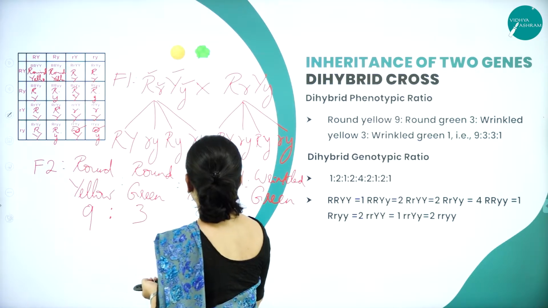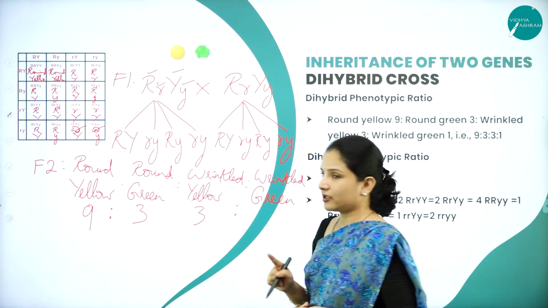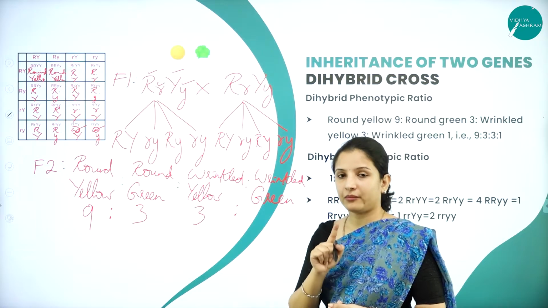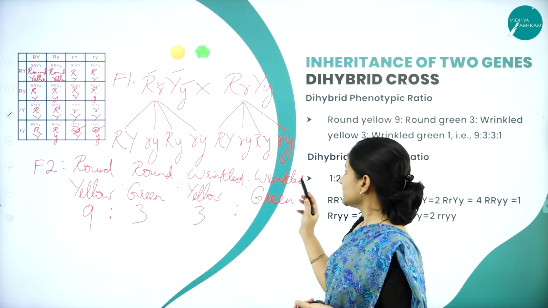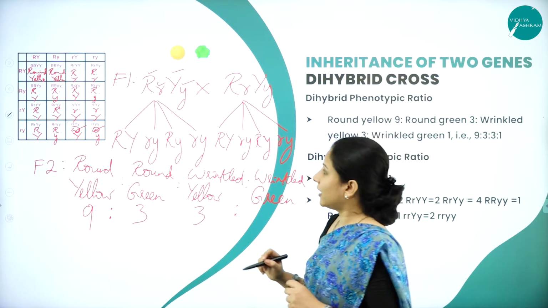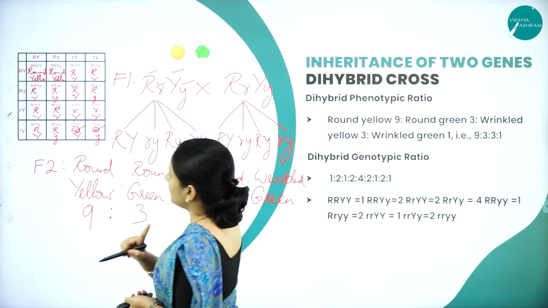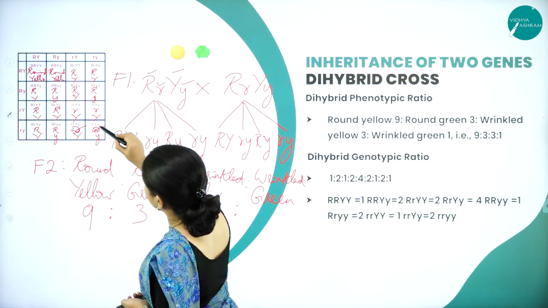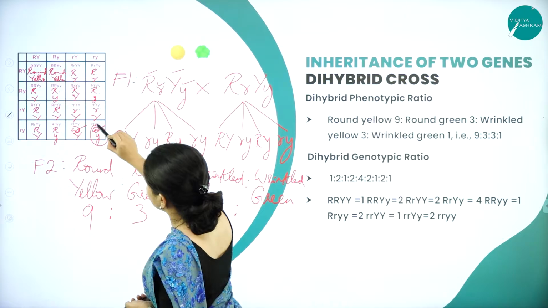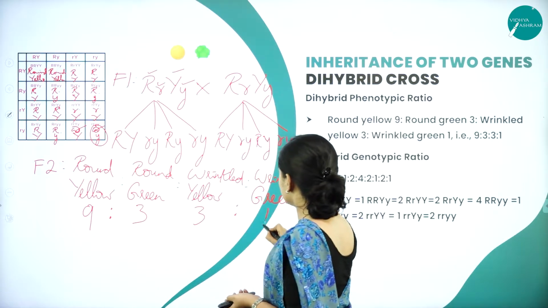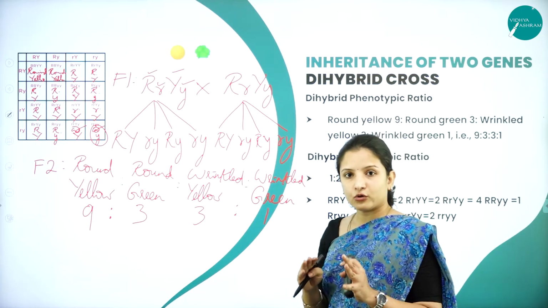So it is 3. Again, in the F2 generation, how many progenies or plants are there which will produce wrinkled seeds which are green in color? How many? Wrinkled and green. Nowhere else, only this is there. 1 is there, wrinkled and green. So that is 1. So this is the phenotypic ratio.